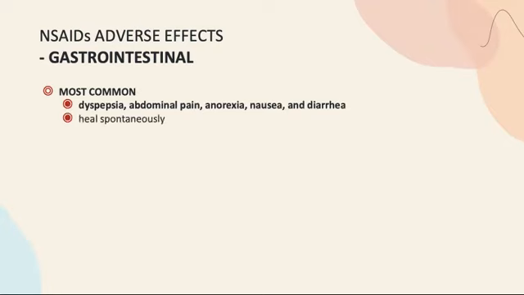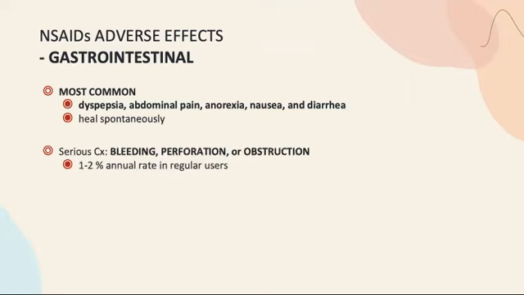However, these symptoms are not predictive of gastrointestinal lesions, which can be seen endoscopically in 30 to 50% of NSAID users, and they are often asymptomatic and tend to heal spontaneously. Serious complications such as bleeding, perforation, or obstruction occur at an annual rate of 1 to 2% in regular NSAID users. The risk is particularly high in those with H. pylori infection, heavy alcohol consumption, or other risk factors for mucosal injury, including the concurrent use of glucocorticoids.